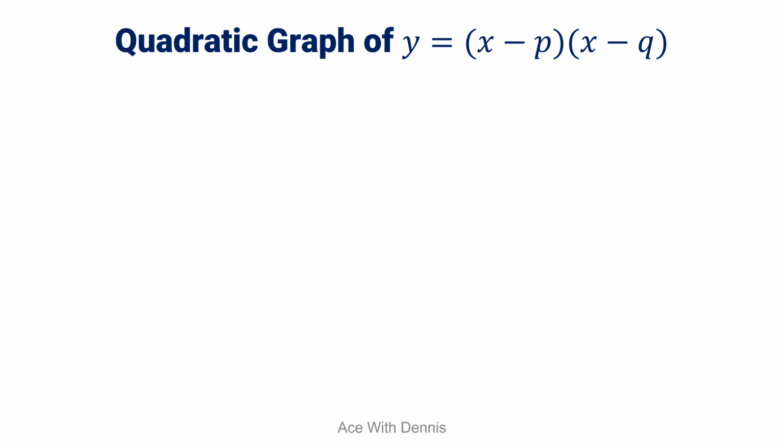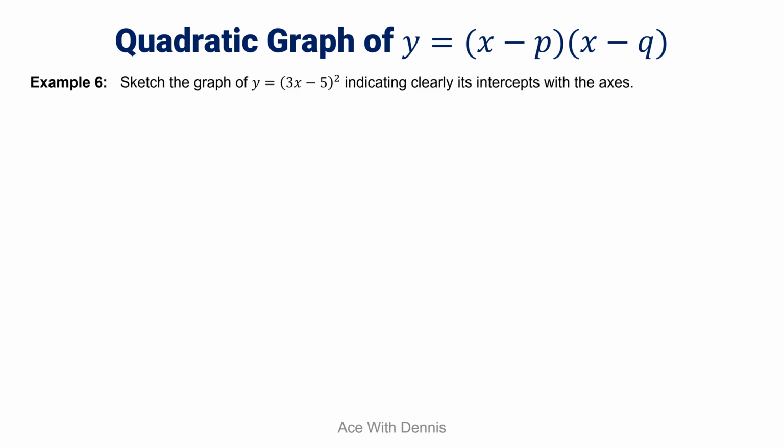Alright, let's look at example 6. This is for the case where p equals q. Sketch the graph of y equals bracket 3x minus 5 square, indicating clearly its intercepts with the axis. Determine the nature and the coordinates of its turning point. So here is the solution.